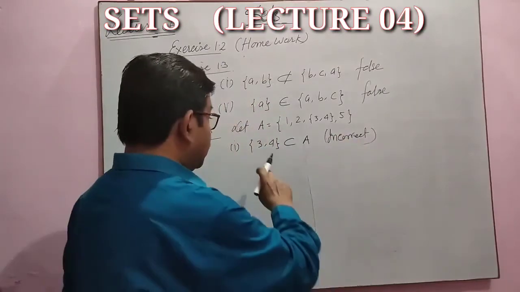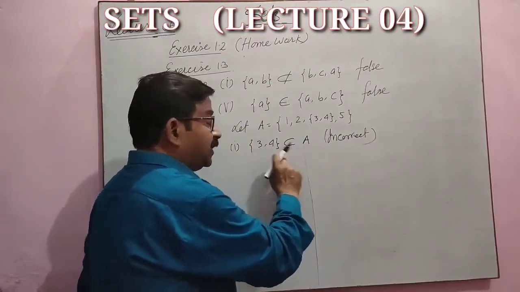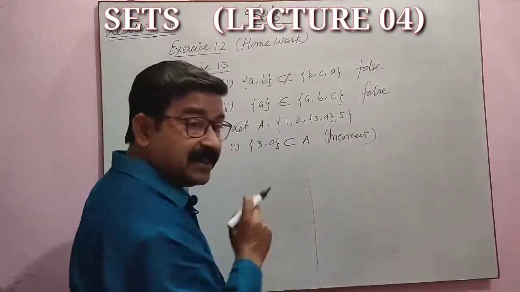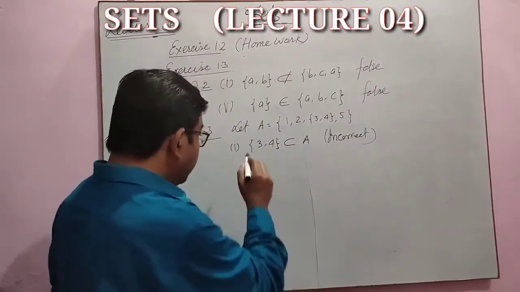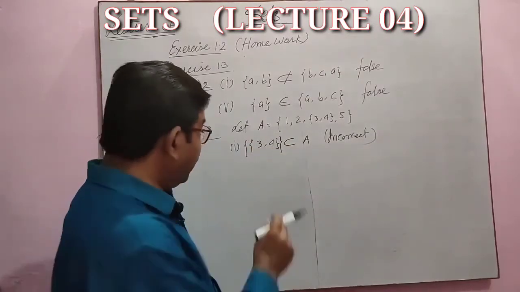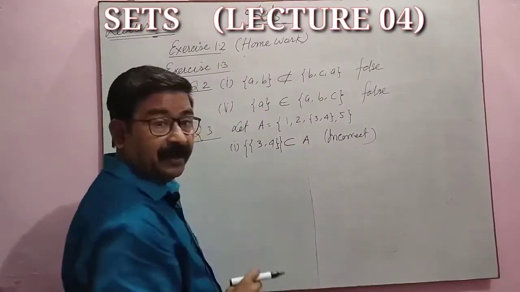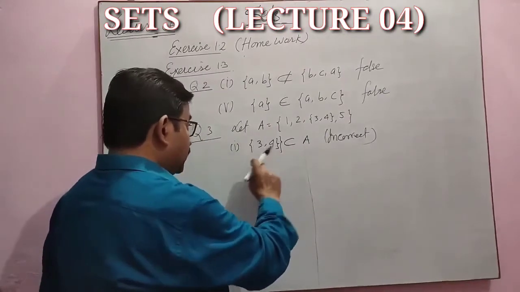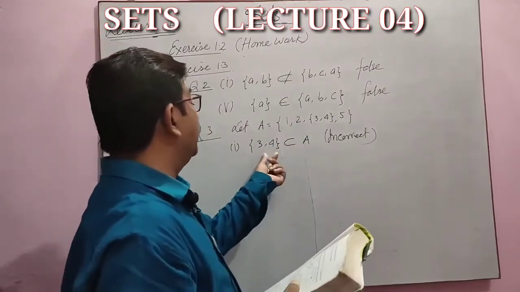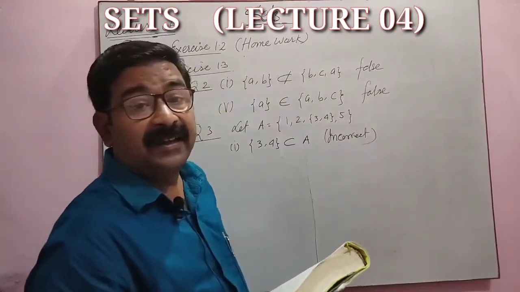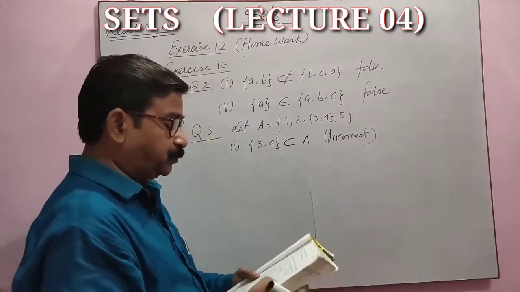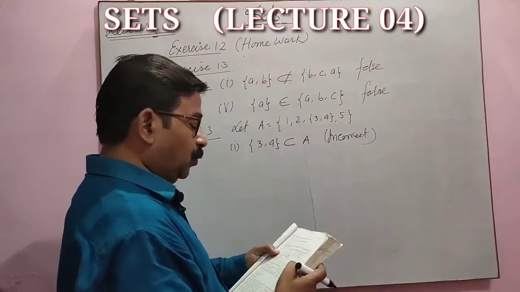Try to understand. I told you it is incorrect because this one is an element. In what case would it be a subset? If again a bracket is made like here, then it is a subset of A. But you are given only a single bracket as an element, so it is incorrect.